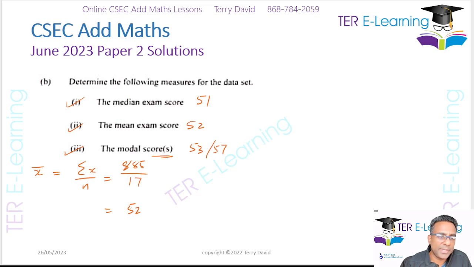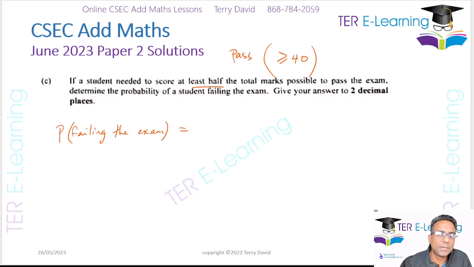So the probability here is going to be 3 over the total number of students, which is 17. And they want the answer to 2 decimal places. So this is going to be 3 divided by 17, which is 0.176. That's the probability there.